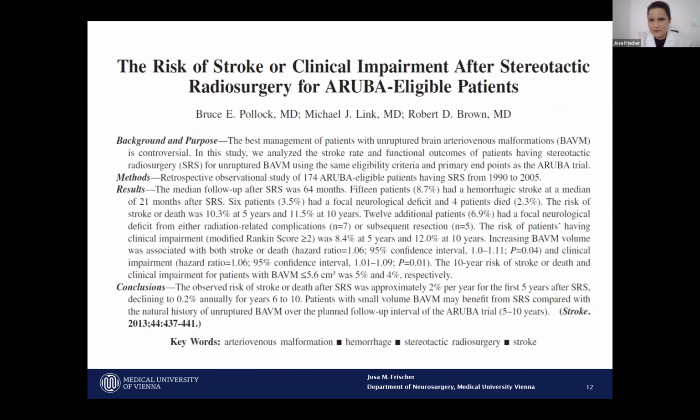Of course, in the so-called post-ARUBA era, this is like AC and BC. Now we talk about before and after ARUBA in the treatment of unruptured brain AVMs. There have been many retrospective studies that show that in dedicated centers, with specific treatment, of course, now I talk about radiosurgery data, there is a much lower complication risk than proposed by the put together interventional arm of the ARUBA study, and that patients may benefit severely from radiosurgical treatment.